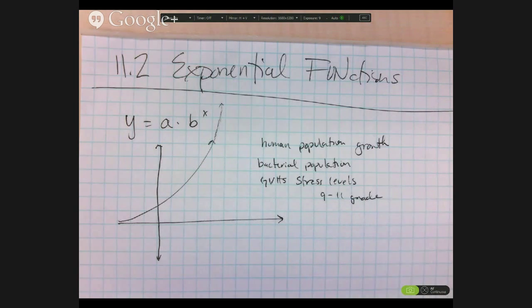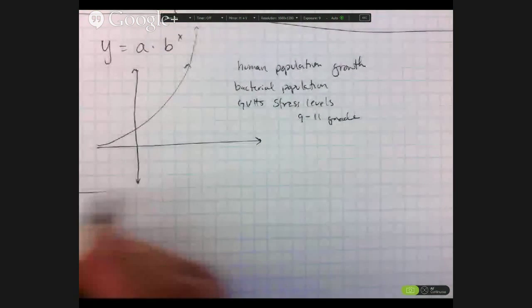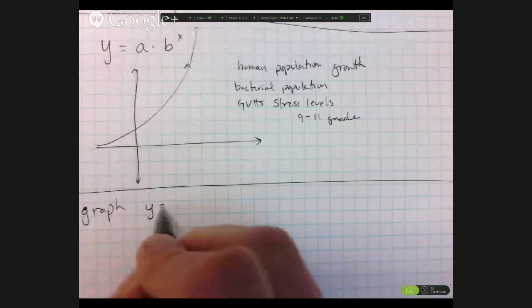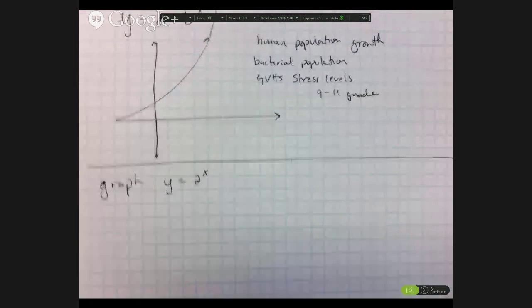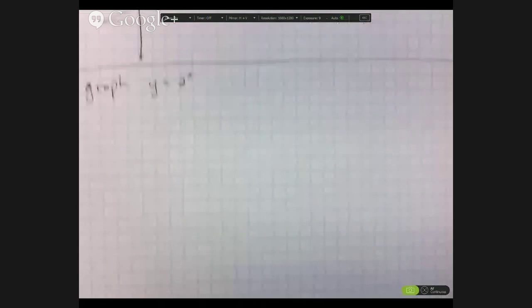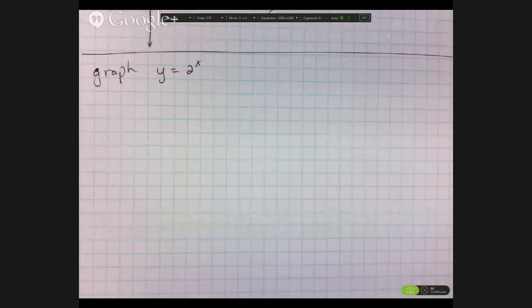All right. So how would I graph, if I want to graph an exponential, and I've never seen a graph before, can you think of any ways to do that? Yeah, okay, let's do a table of values. Lovely.